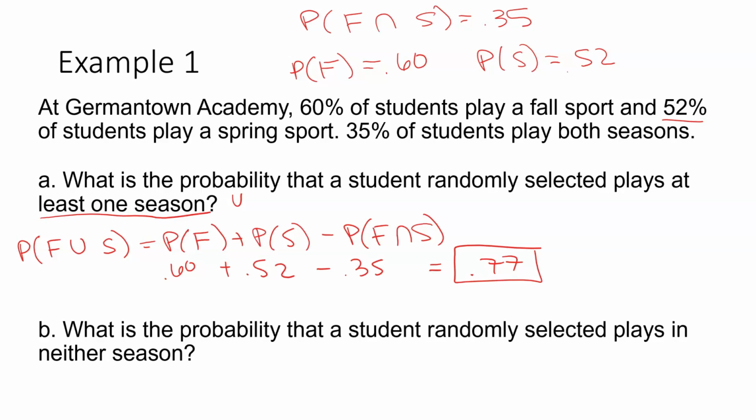So what is the probability that a randomly selected student plays in neither season? What this one is saying is no sports at all. So that is another way of saying not fall, not spring, the complement of fall or spring. We actually figured out fall or spring already. This is 1 minus the probability of fall or spring. So it's 1 minus 0.77, so we get 0.23.